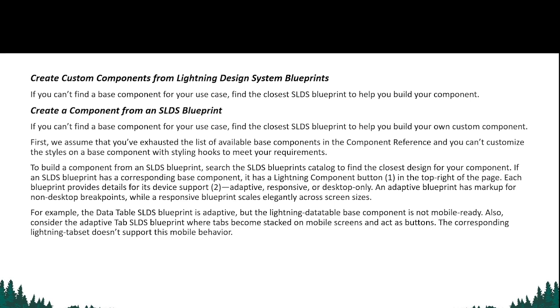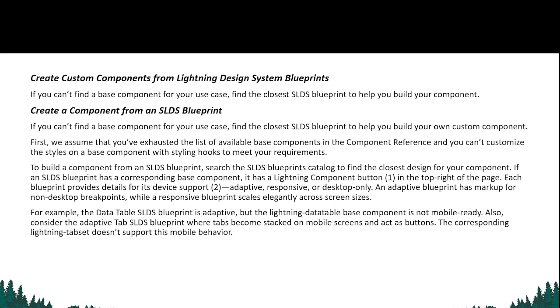Now you can create a custom component from the Lightning Design System blueprint. When you're creating a component on an SLDS blueprint, you need to find the SLDS blueprint to help you create your own custom component. Firstly, you have to assume that the base component you need to refer to is not available in the component reference, and you cannot customize it. So to build a component from the SLDS blueprint, you have to search the SLDS blueprint catalog, and then you will find the closest design that you want to customize for your component, and then according to that you will have a corresponding base component.